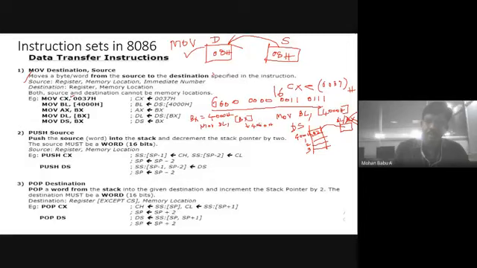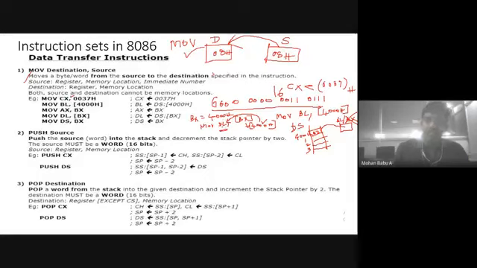So if I mention 4000 inside the square bracket, it will be considered as an address. The data present inside the address 4000 will be copied and moved to the register DL. DL is an 8-bit register. AX, BX, CX, DX are all general purpose registers. AL, AH, BL, BH, CL, CH, DL, DH are the 8-bit registers.